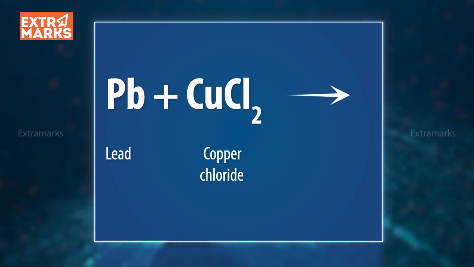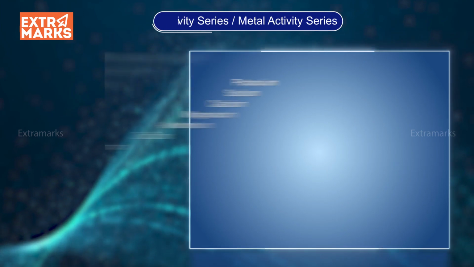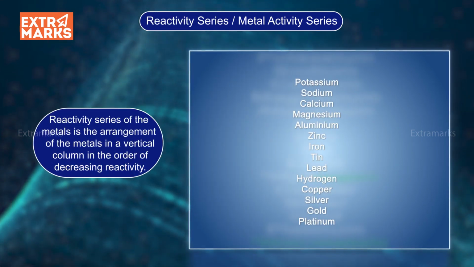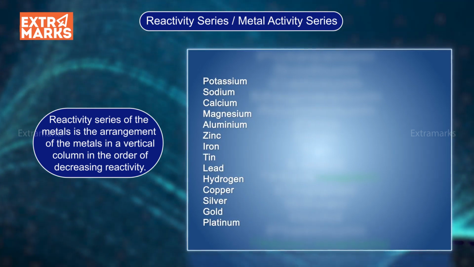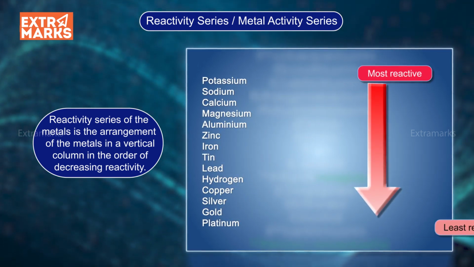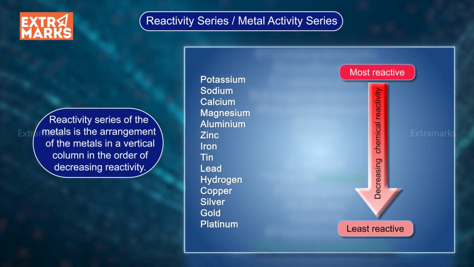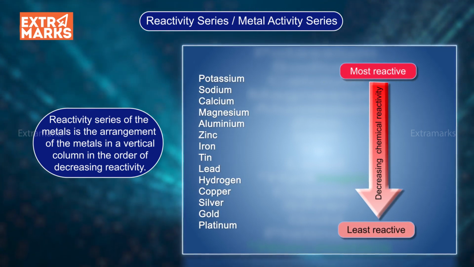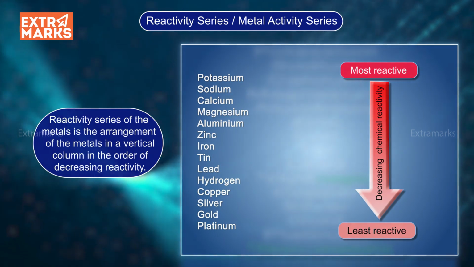But on what basis can we decide which metal would displace another metal from its compound? The answer is reactivity series. Reactivity series of the metals is the arrangement of the metals in a vertical column in the order of decreasing reactivity. So, metals that are placed above in the reactivity series displace another metal from its compound, which is placed below it in the reactivity series.